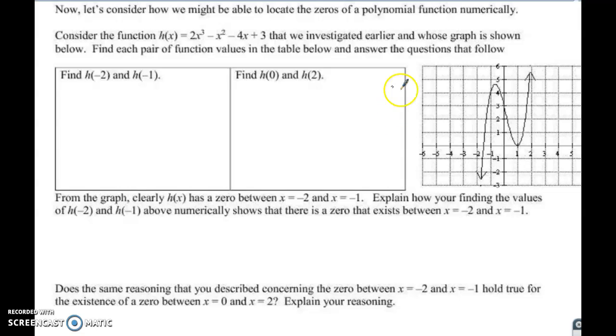So welcome back to 2.3 Pre-Calc Part B, and we are continuing on to find zeros of a problem.